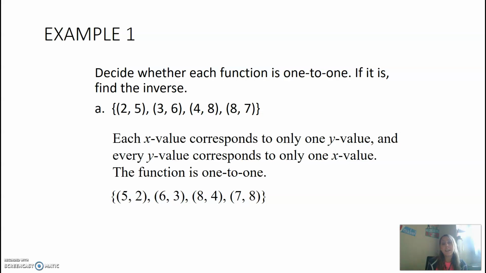So when I say find the inverse right here, that means switch x and y. That's for all forms of inverse. If I give you a set of points, switch the x and the y. If I give you a table, switch the x and the y. If I give you an equation, switch the x and the y. There's some extra stuff with equations, but the first thing we're going to do is switch the x and the y. So when you hear inverse, think switch the x and the y.